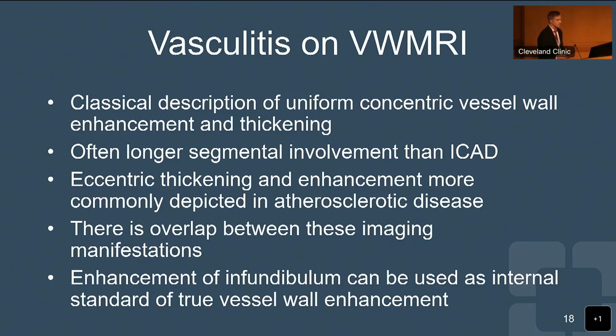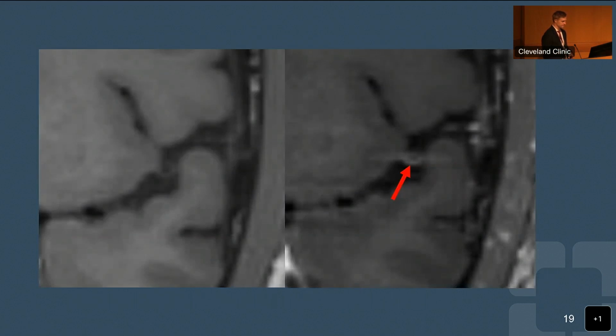So it's very important to take into consideration the whole clinical picture and all the laboratory values when you're interpreting the imaging. It's been shown that the enhancement of the infundibulum can be used as a strong internal standard for whether or not there's true vessel wall enhancement. If you're not sure, and you usually get pre and post contrast images, but you identify enhancement in a vessel wall that's similar to the enhancement depicted in the infundibulum, that's been proven to be a strong internal standard to show there's true enhancement of the vessel wall.